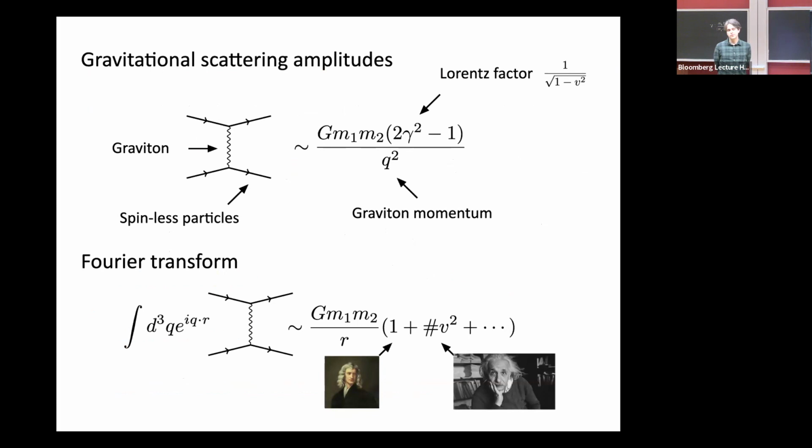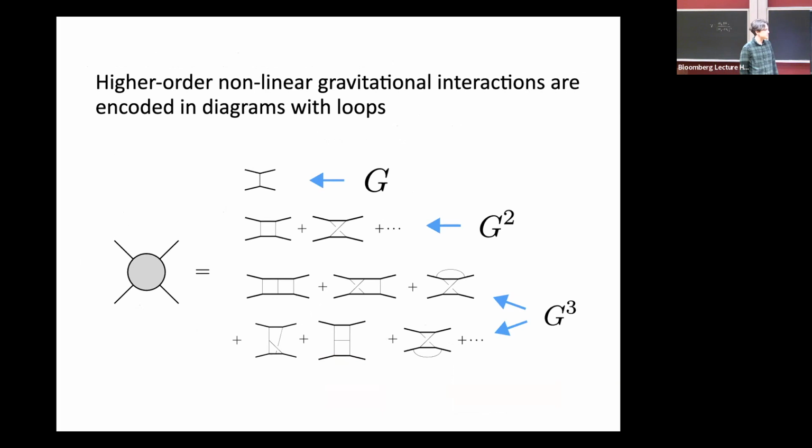The higher orders are kind of these corrections computed by Einstein in this case. So this is basically what we do. We compute scattering amplitudes using Feynman diagrams or other methods, and we extract a potential for this. More concretely, whenever we have loops in this expansion, those loops have more powers of G Newton, which is our perturbative parameter, and they encode the nonlinearities in the gravitational interactions.